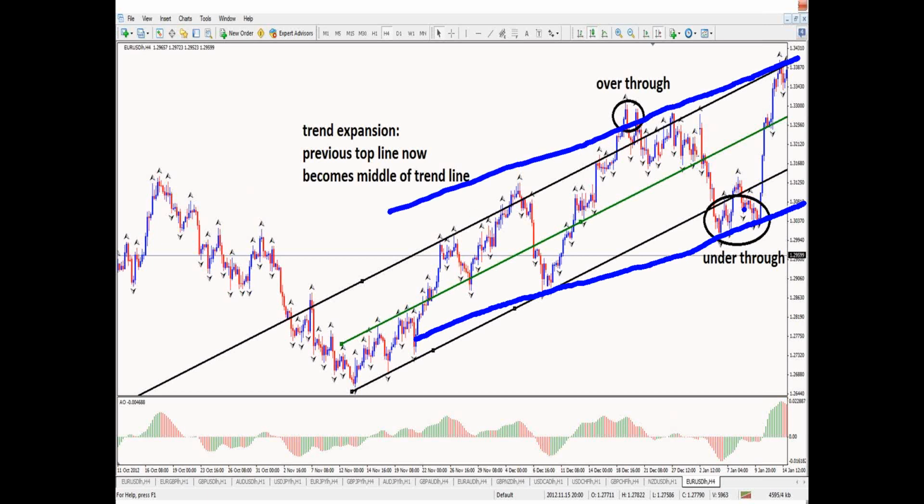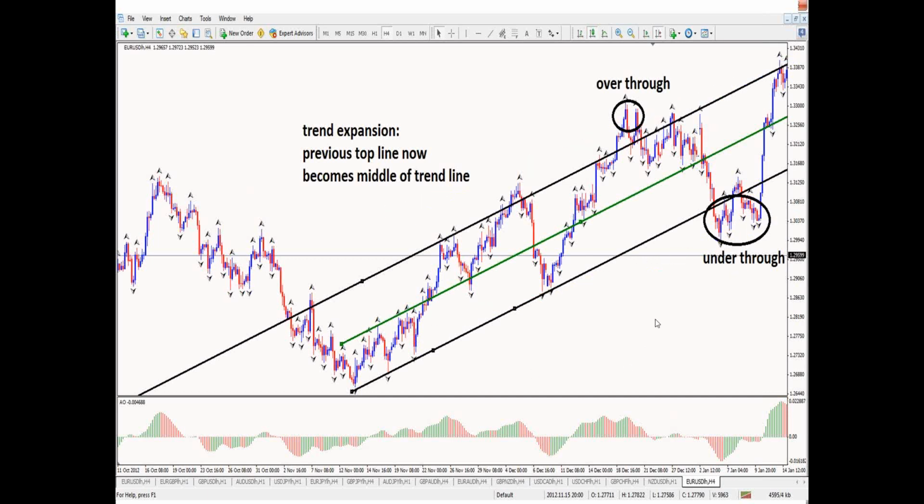Something like that is also possible, right? It's a shallower angle. So that's the point of that. And also, if you have maybe an overthrow, then you know that this is getting a bit unsustainable. This move up is great, but it's a rocket, right? There's no angle to it. It needs correction to go back to an area of the trend channel where we get support.